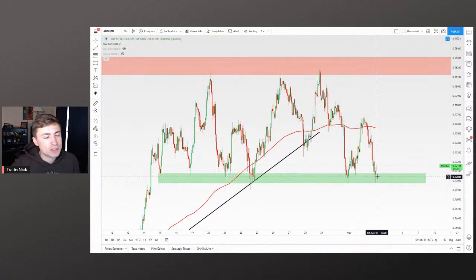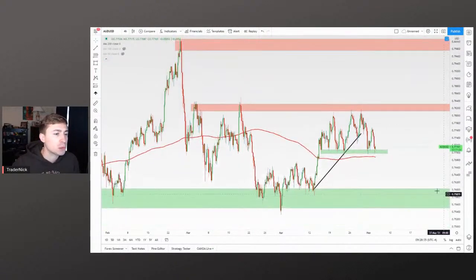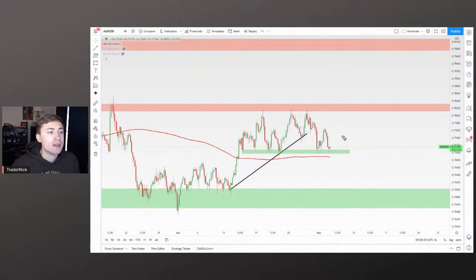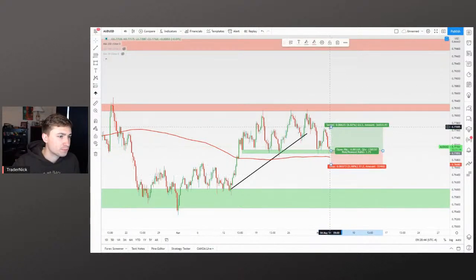Seems like 0.77 does not want to break right now. We will see if that changes, but for now it does seem like bulls are holding the lows here, and probably some decent risk reward just playing this range. Honestly, I think you've got something like this.